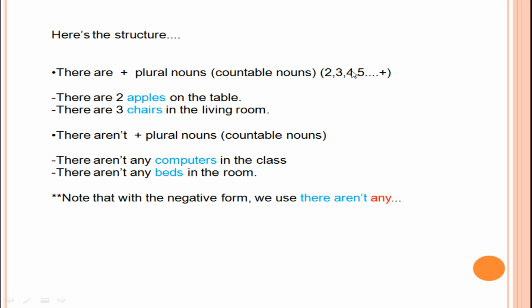For 2, 3, 4, or 5 things. There are 2 apples on the table. There are 3 chairs in the living room. And we use there aren't with plural and countable nouns. There aren't any computers in the class. There aren't any beds in the room. Note that with the negative form we use there aren't any.